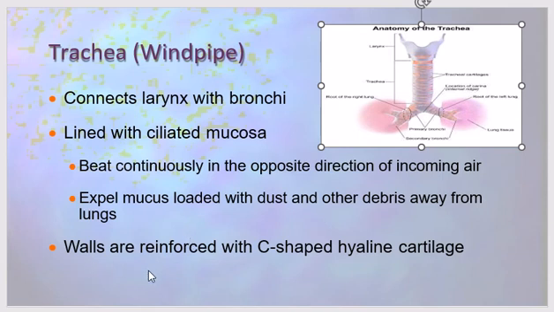Here the walls are formed with a C shape. Now here you can see the ring shape structure. What does the ring shape structure basically do? Hyaline cartilage. This helps in the movement of the air through the lungs and outside from the lungs.